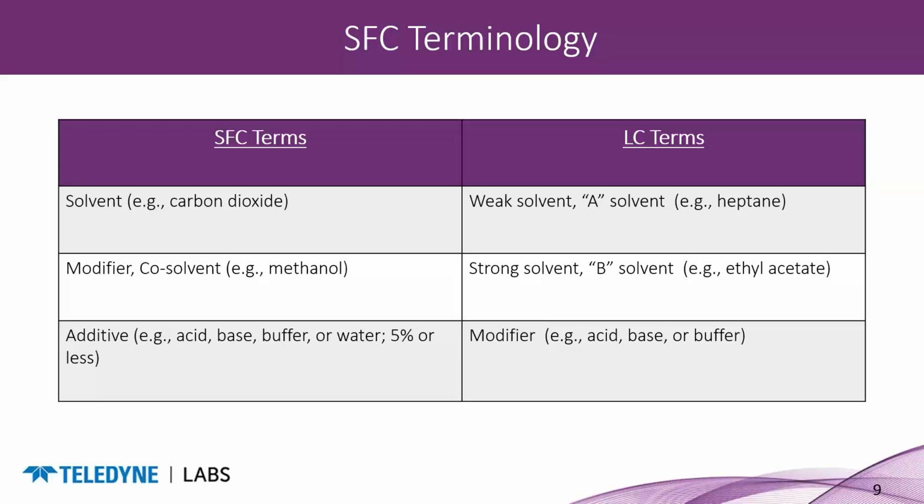Because we're already using the term modifier or co-solvent for the second binary solvent, we'll often use the word additive if we're going to spike in some type of compound like an acid or a base or a buffer or even water to help improve the separation. In LC, that's generally just referred to as a modifier, so we don't want to confuse those terms.